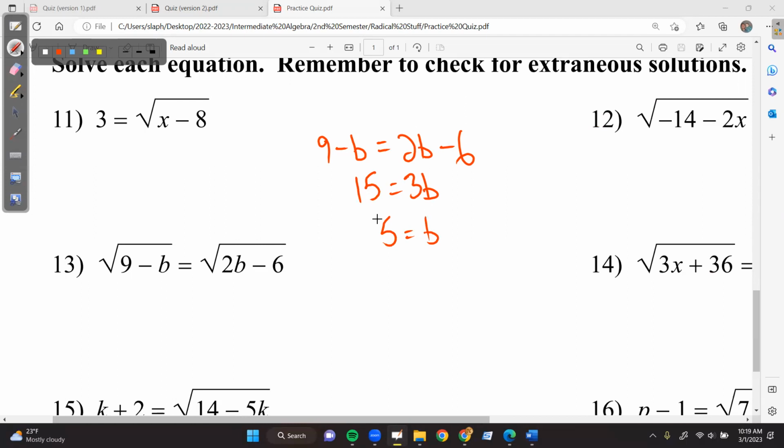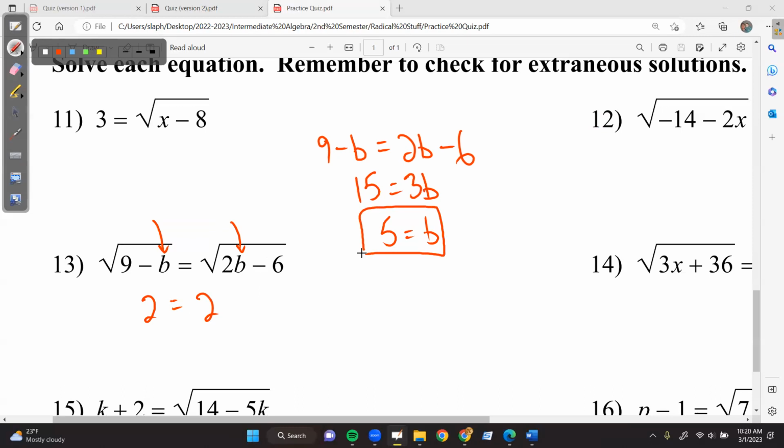And you just check it. So if you put 5 in place of where these red arrows are pointing on the left side, what's 9 minus 5? Well, it's 4. What's the square root of 4? 2. So I have 2 equals. If I put it where the other red arrow is pointing, what's 2 times 5? 10. And what's 10 minus 6? 4. Square root of 4 is 2. 2 equals 2. So I'm like, hey, 5, have yourself a box.